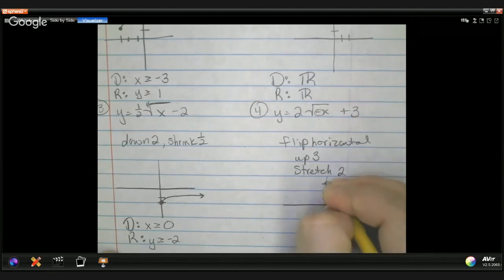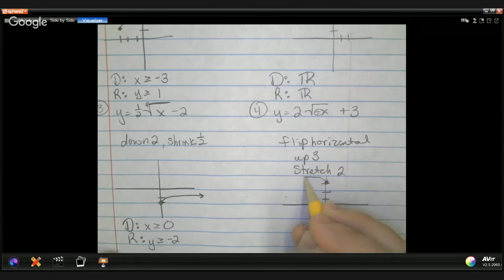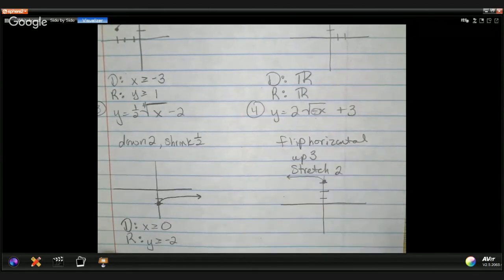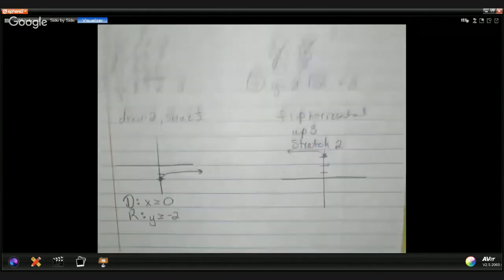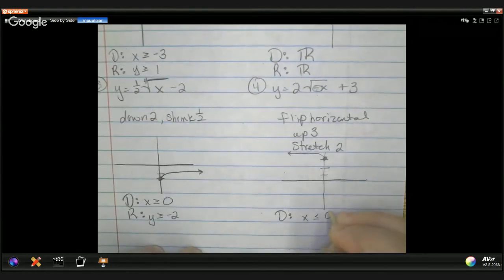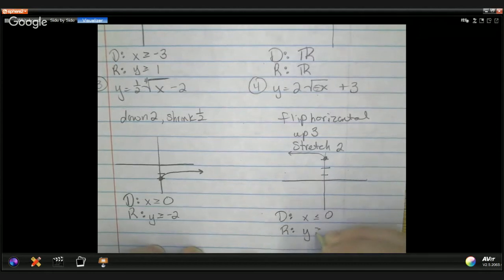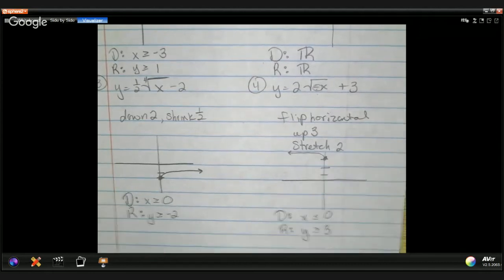So I make my point here. Usually I'm going to go up and to the right. But this is a horizontal flip because it's with the x. So I'm going to go up and to the left. And so for this one, my domain goes to the left, so it's less than 0. It still goes up. So my range is greater than 3 because 1, 2, 3.